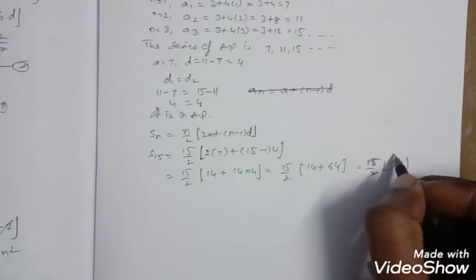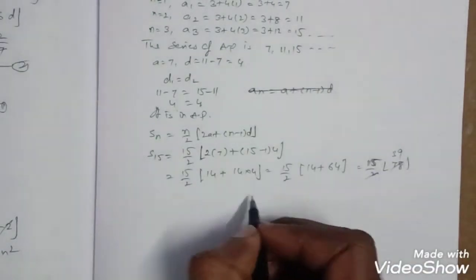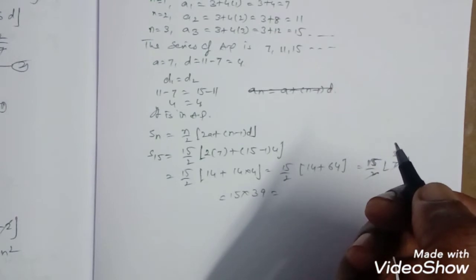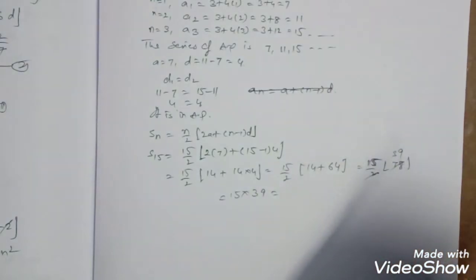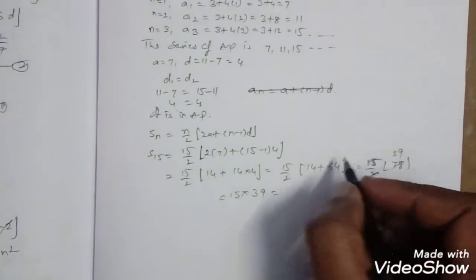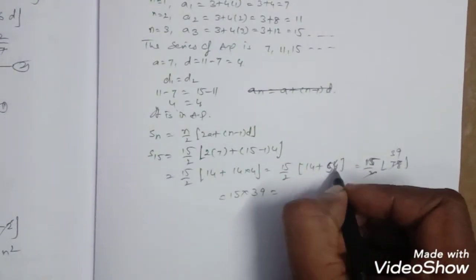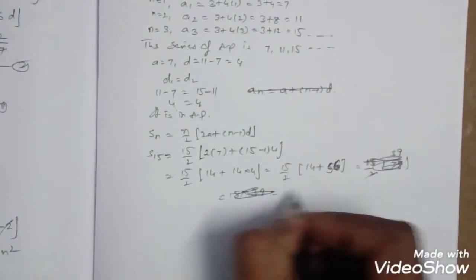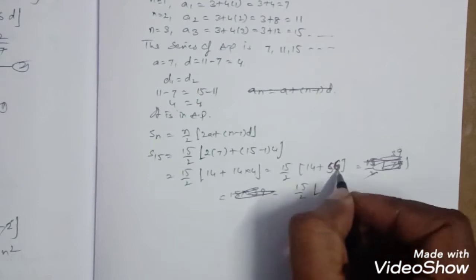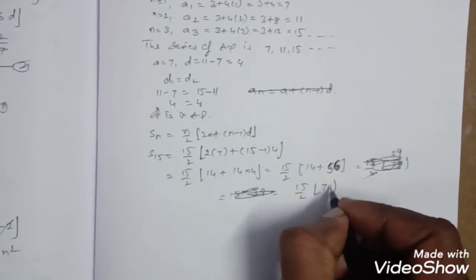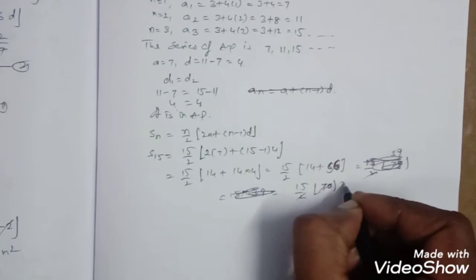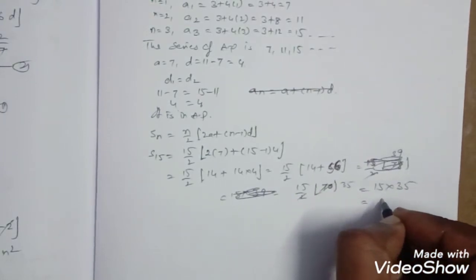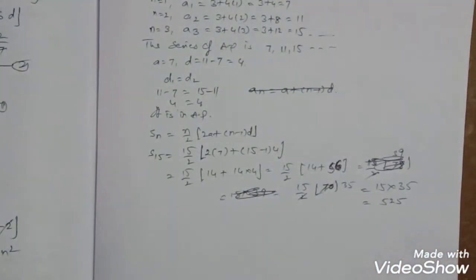No, it's not 64, it's 56. Now you will get 15 by 2 into 56 plus 14, which is 70. Now cancel this, you will get 35. So here 15 into 35. Now 15 into 35 is nothing but 525, right?